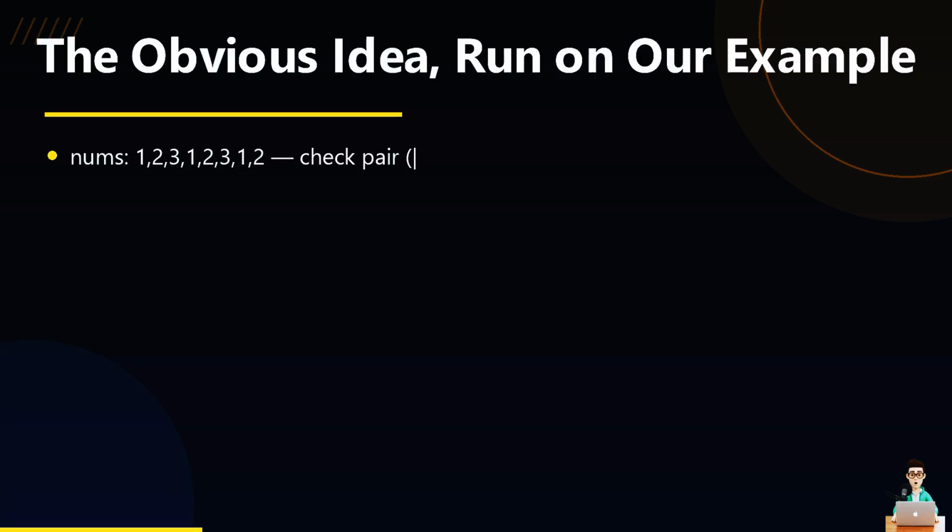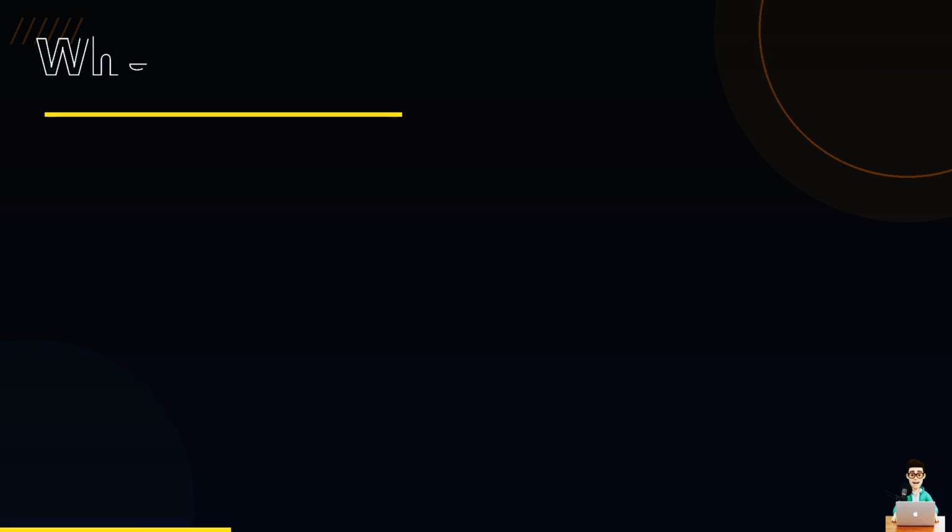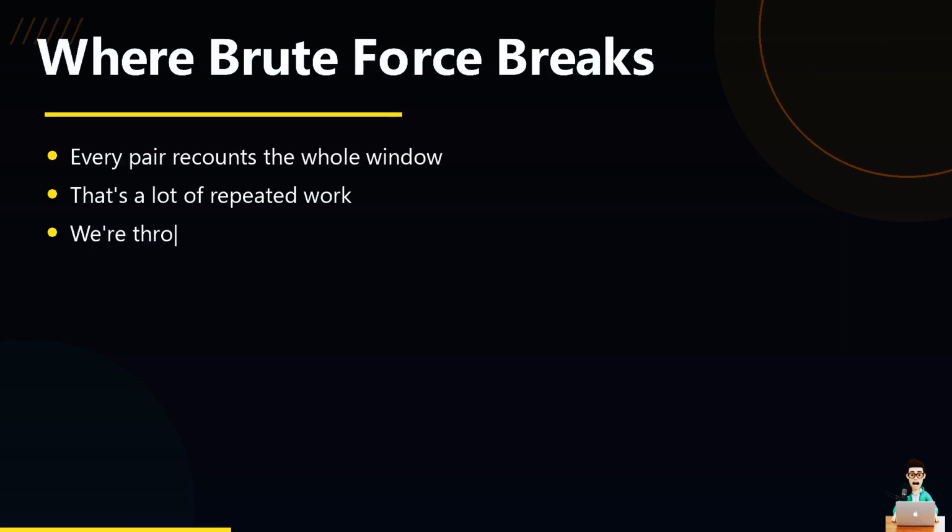Try it the obvious way: pick start 0, end 7, count all 8 values from scratch just to check one window. Now repeat that recount for every one of the 36 possible start-end pairs in this tiny 8-item array. That's the plan that falls apart as the stream grows. Here's the problem: when we move the window by 1, almost nothing changed, yet we recount everything. We already knew the old counts, we just threw that work away. That's the real waste, not the comparing itself.